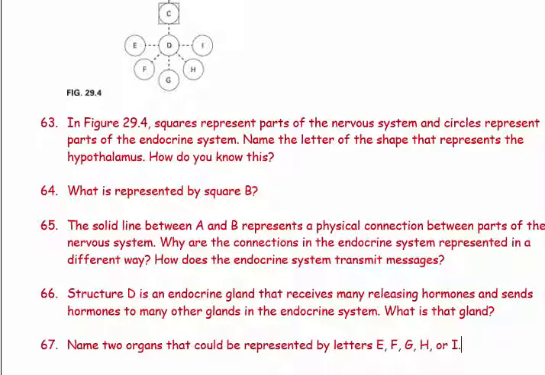Name two organs that could be represented by the letter E, F, G, H, or I. So E, F, these are the glands that are controlled by the pituitary gland. It could be the thyroid, thymus, adrenals, pancreas, or gonads, which includes the testes and the ovaries.